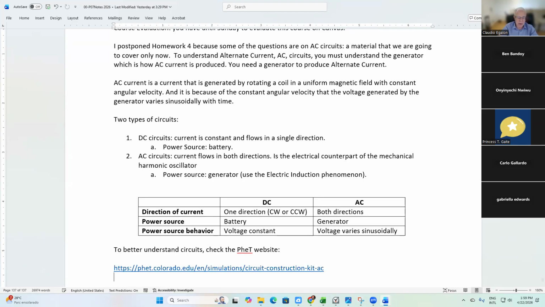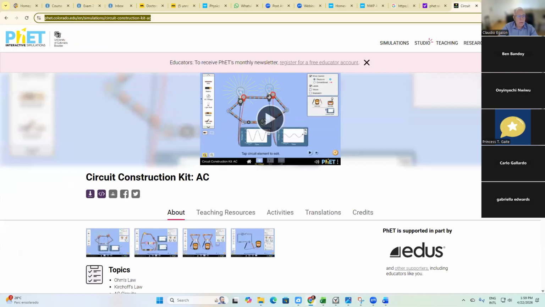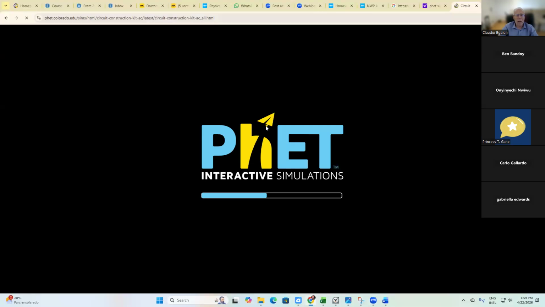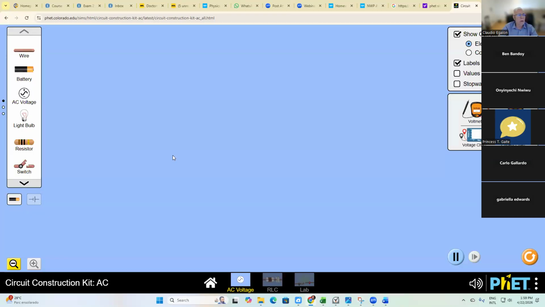This one here, for instance, there are others that you can look at too. This one is AC, and we also have DC. Okay, and here you go. Let's see if we can do something with this one. AC voltage. That's what we're doing here.